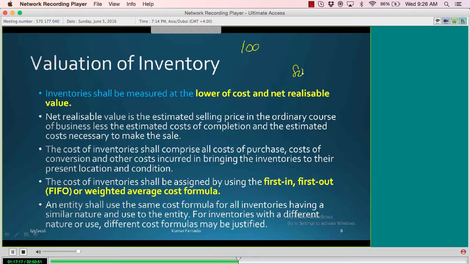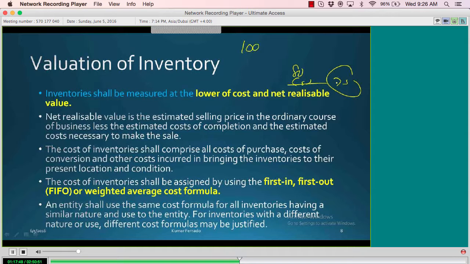But if you want to sell it at 80, you have to do some repairs, some work has to be done. So that is going to cost you 5. So net realizable value is only 75. In that case, that cost of 100 will not apply. We will value the inventory at 75. So there will be one or two questions, or more, on the valuation of inventory. Remember, cost or net realizable value, whichever is lower.